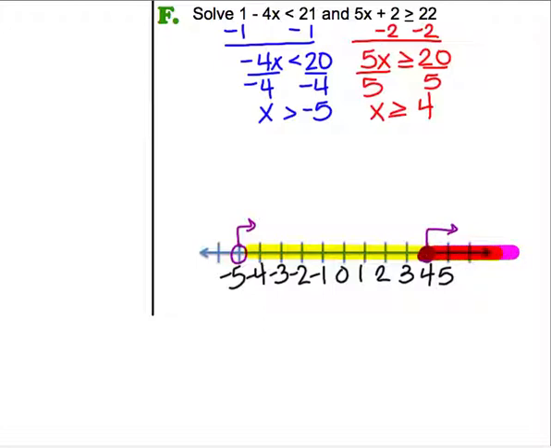So what we need is only where the double highlighting is. So that means that we're going to actually get rid of this highlighting here. And we're only going to highlight from 4 on up because this is an and inequality. Therefore, because it's an and inequality, we want to make sure we have the double overlap.